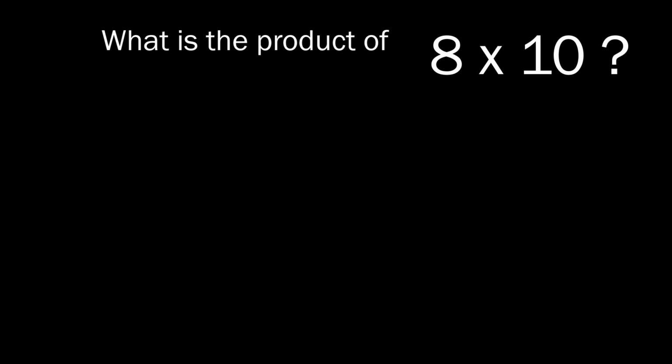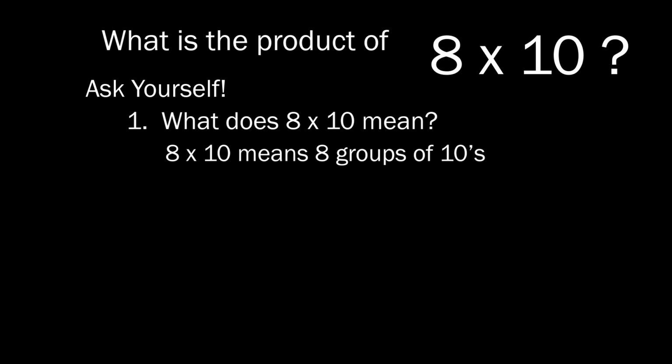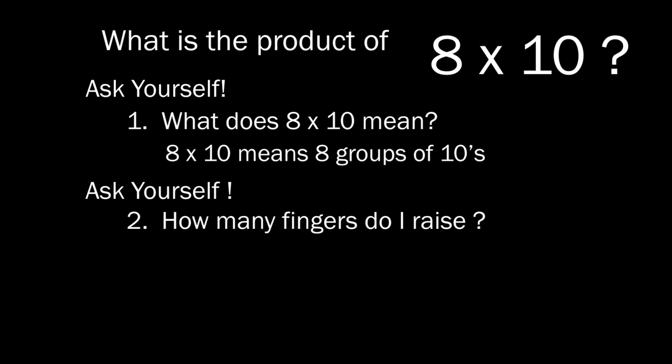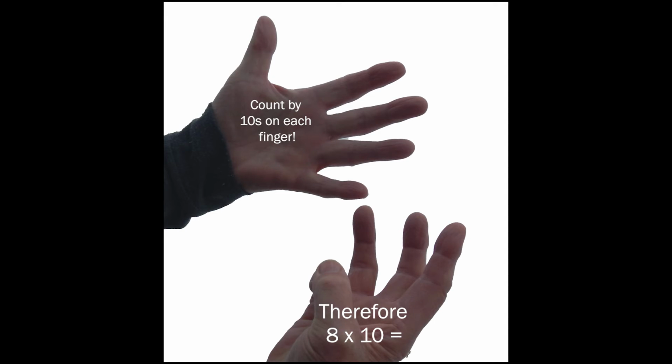What is the product of 8 times 10? What does 8 times 10 mean? 8 times 10 means 8 groups of tens. How many fingers do I raise? There are 8 groups of tens, therefore I raise 8 fingers. Count by tens on each finger.